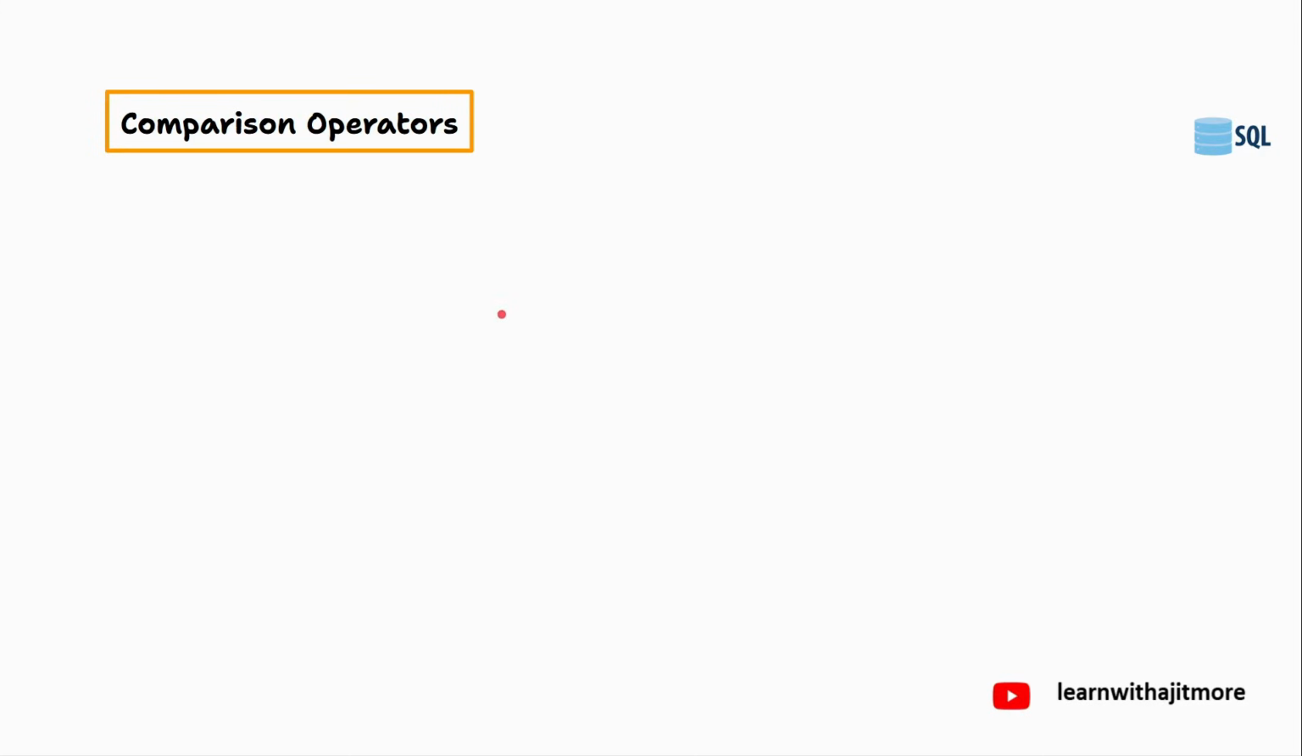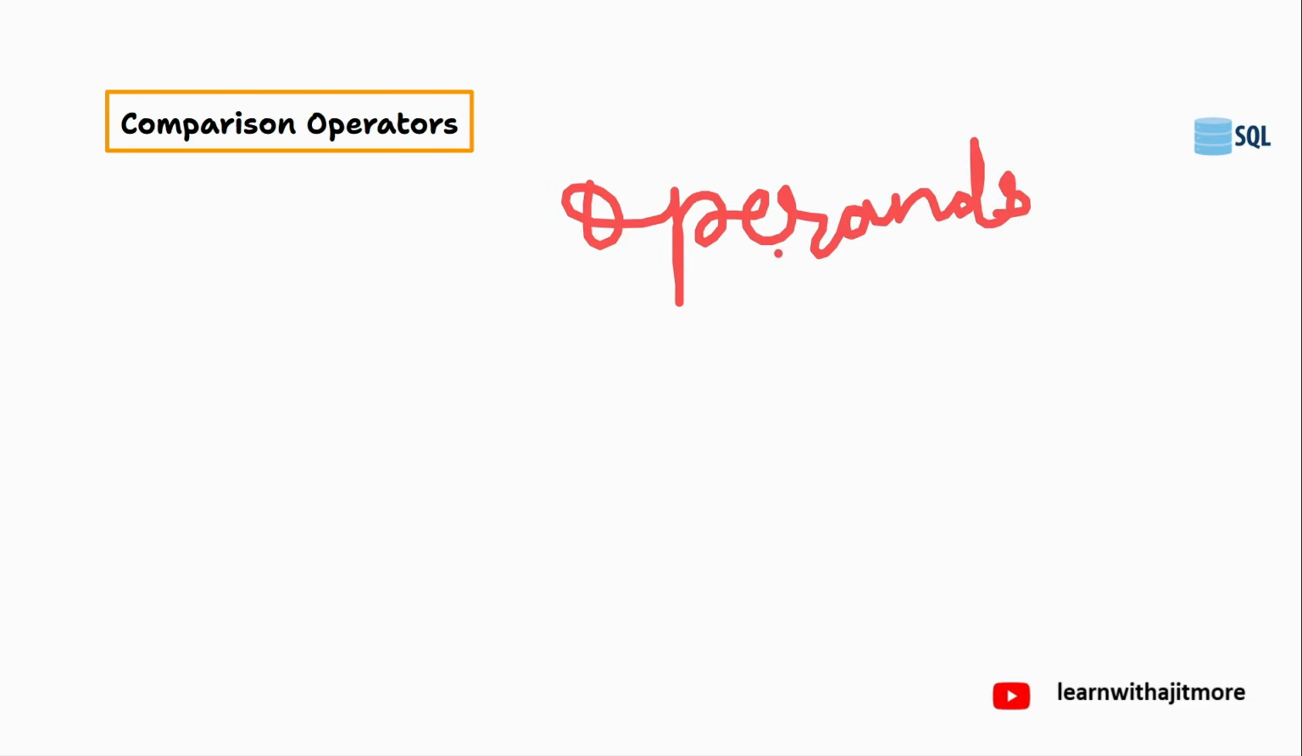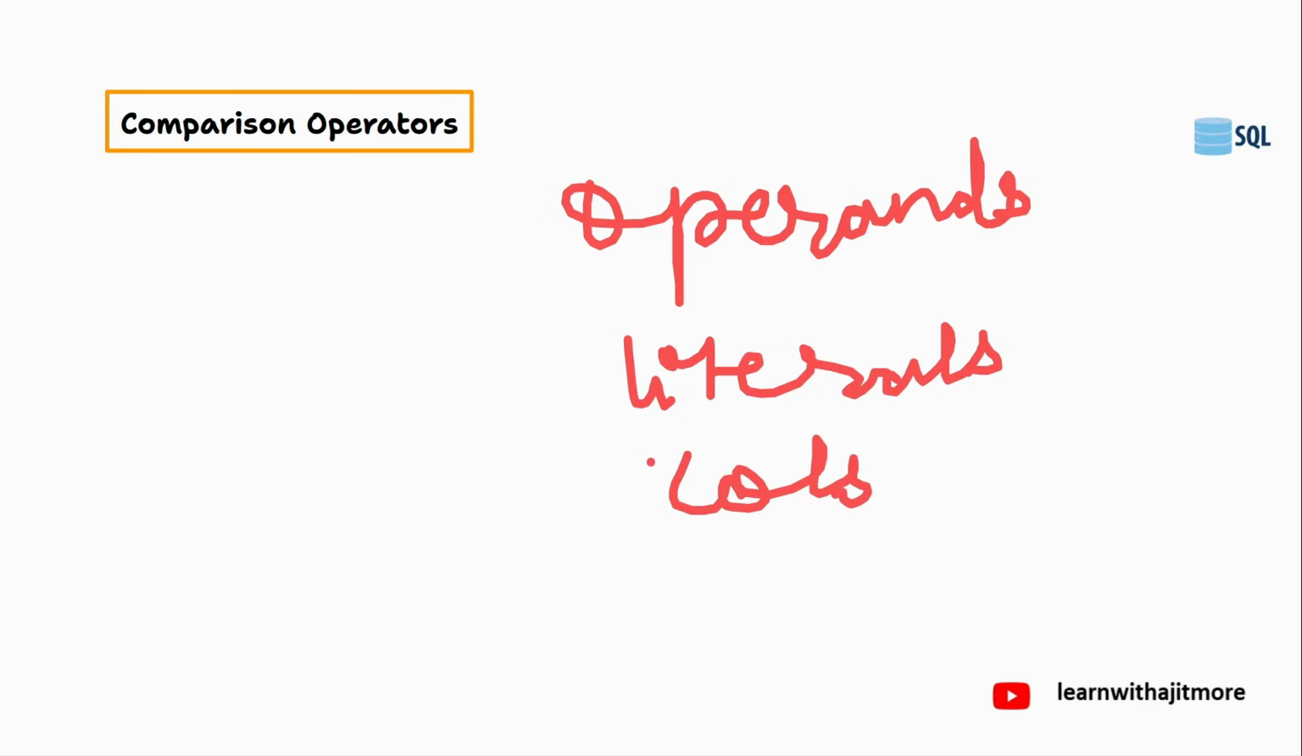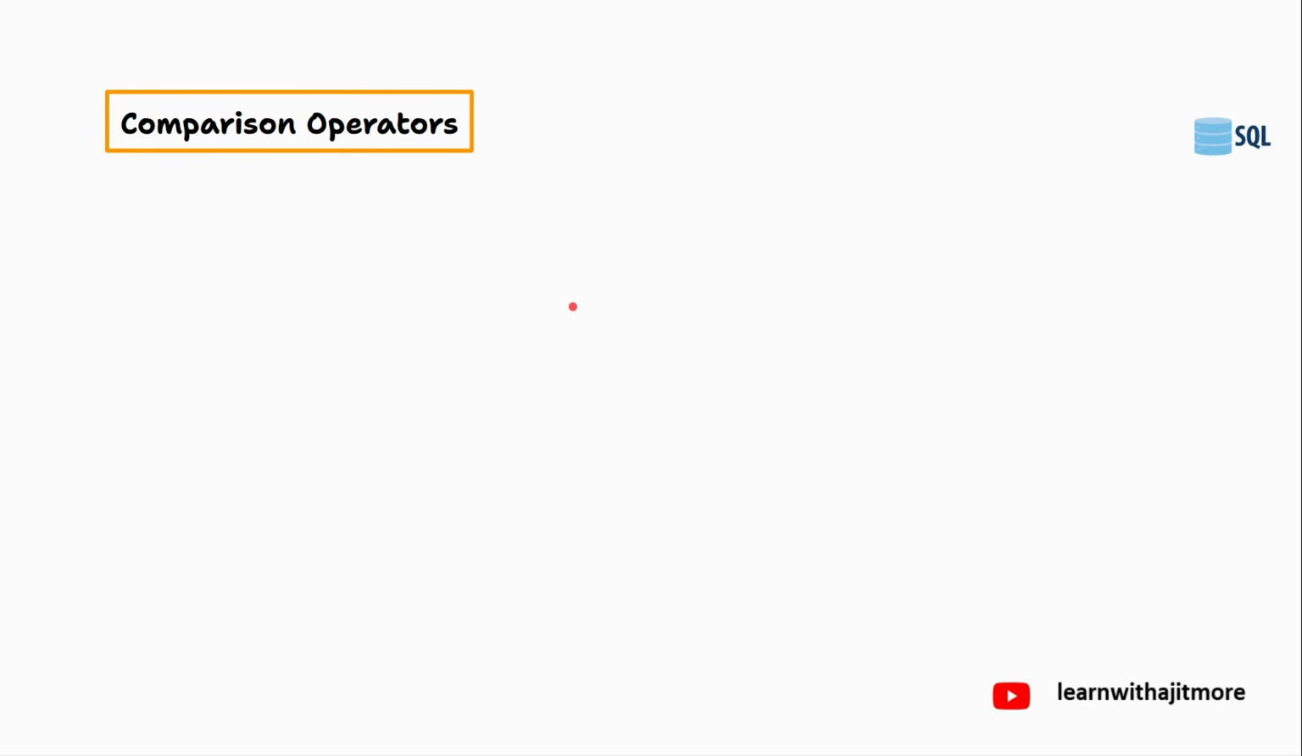अभी बताया ना मैंने कि operands क्या हो सकते हैं. Operands are the values on which operation takes place. Operands can be literals, operands can be columns. ठीक है? तो comparison operator is checking the relation between two operands. दो operand के बीच में क्या relation exist कर रहा है. In short, it is comparing two values.